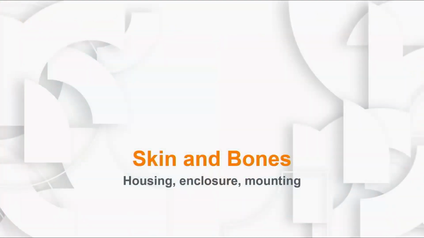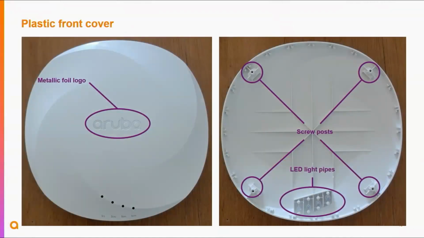So skin and bones. It's the housing, the enclosure, and the mounting. So a little bit more detail. We have this metallic foil logo that is molded into the front of our AP. We like to make it nice and shiny. It's kind of our calling card, I guess. This might change to this logo soon. But we're going to stick with the same look.